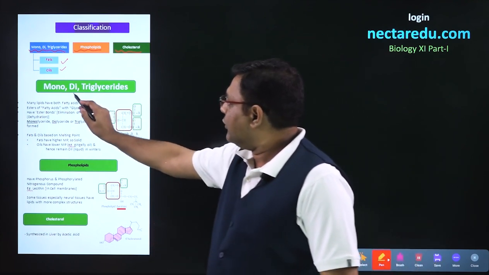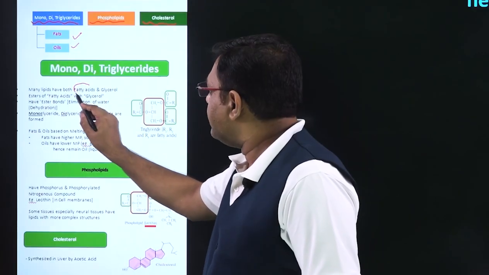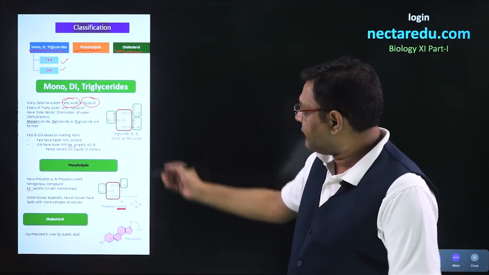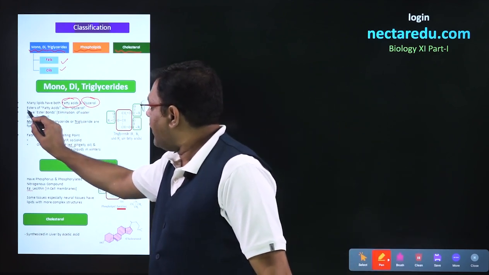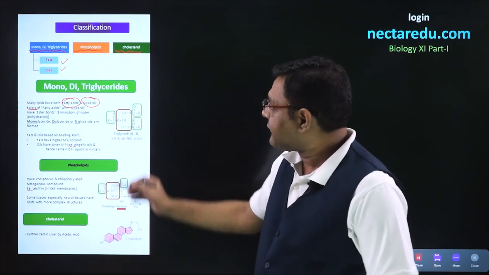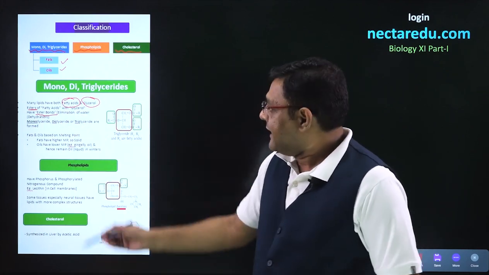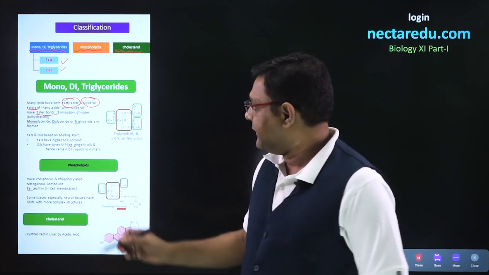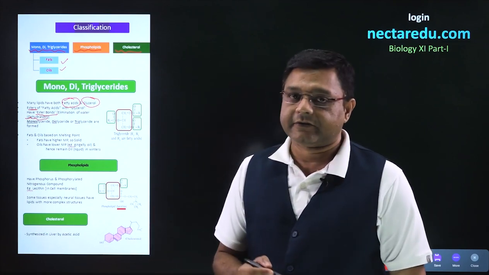Now, how are these mono, di, or triglycerides formed? These are formed by the reaction of fatty acids with glycerol. If we look into this particular reaction, the product which is formed will be an ester of fatty acid with glycerol, as the reaction involves the formation of ester bonds. Whenever an ester bond is formed, one molecule of water is eliminated. So this reaction is an example of a dehydration reaction.